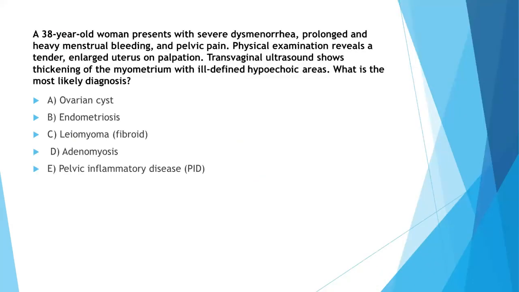A 38-year-old woman presents with severe dysmenorrhea, prolonged and heavy menstrual bleeding, and pelvic pain. Physical examination reveals a tender, enlarged uterus on palpation. Transvaginal ultrasound shows thickening of the myometrium with ill-defined hypoechoic areas. What is the most likely diagnosis? Ovarian cyst, endometriosis, leiomyoma, adenomyosis, or pelvic inflammatory disease?